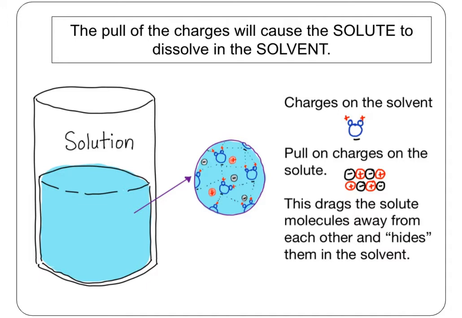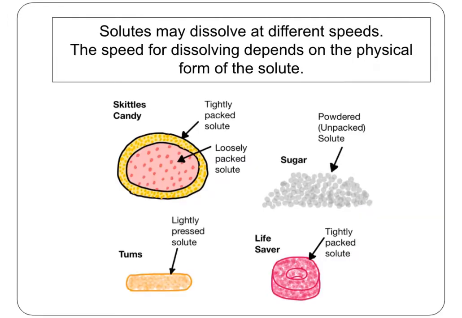Because each solute and solvent have different charges on their molecules, each solute dissolves differently in different solvents. The rate of solubility can be changed by the form of the solute. The solute can be packed together very tightly, or a coating of a different molecule can be put around the outside of the solute to delay the start of dissolving. The solute can be loosely packed, or even be a powder which is not packed at all. Which form do you think will dissolve fastest? Which will be the slowest?